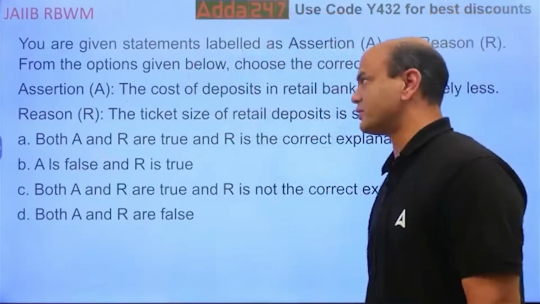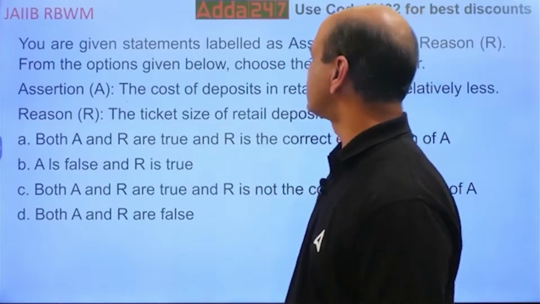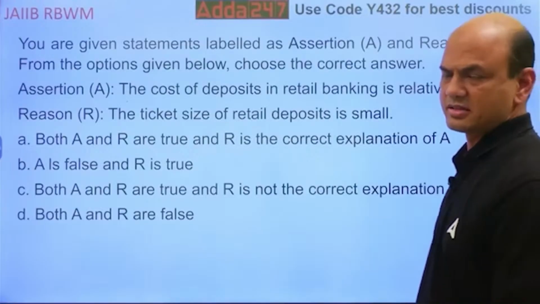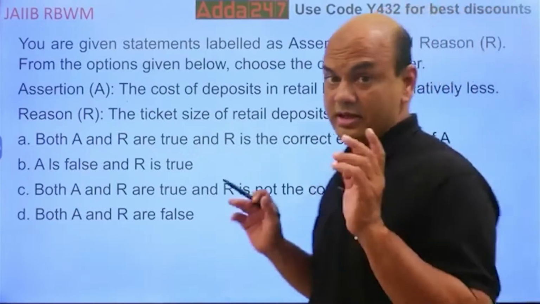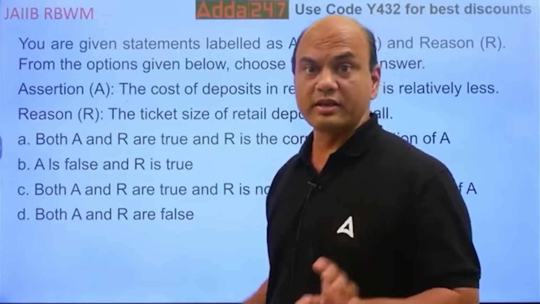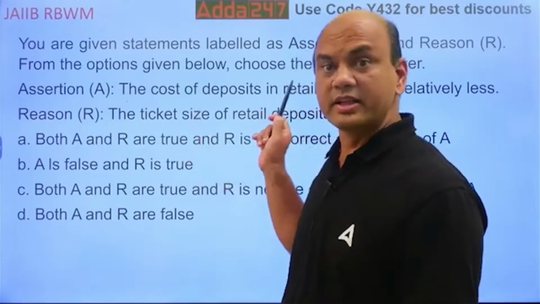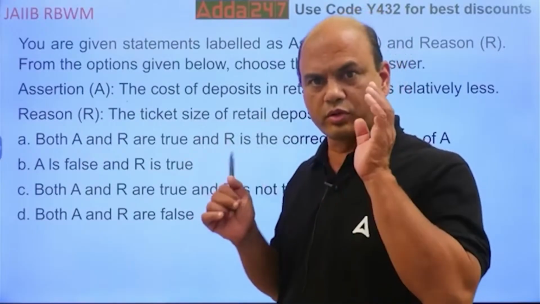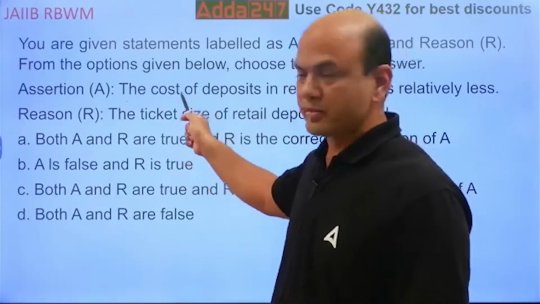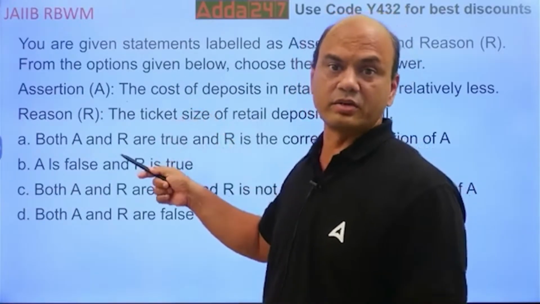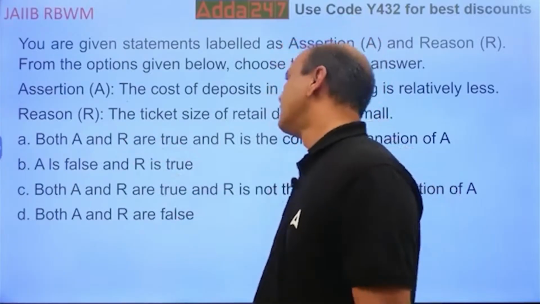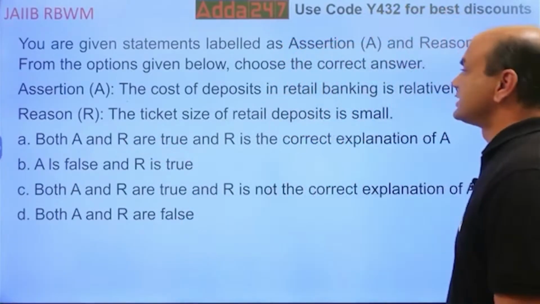So what is the assertion? What is the statement given? The cost of deposits in retail banking is relatively less. Don't think from your angle, don't apply your logic over here. Look at the statement and the reason, whether they are matching or not. First look at that. And what is the reason given? The ticket size of retail deposits is small.